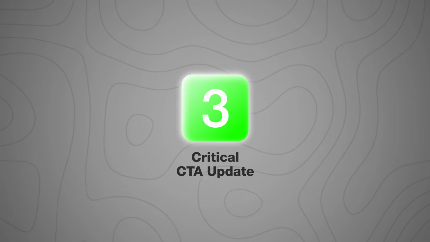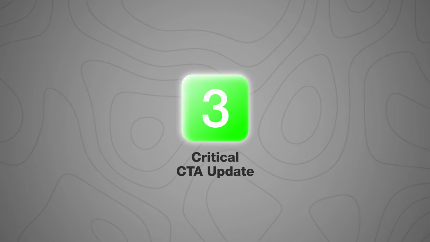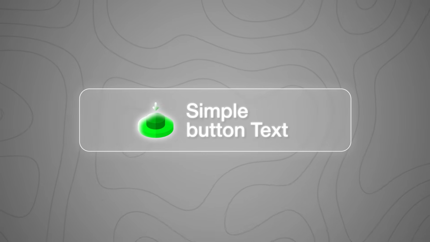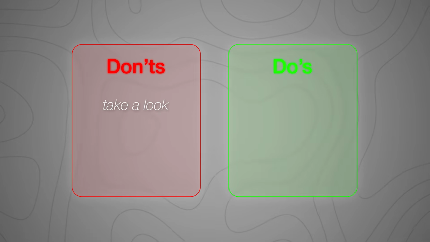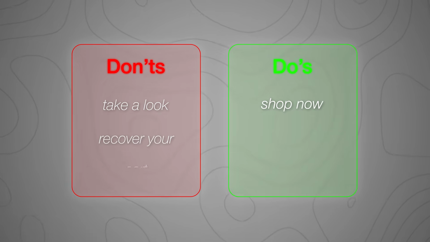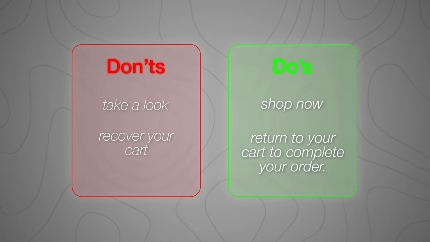All right, now, as I said just now, the main update is actually around CTAs. This is one of the most critical parts of the update. So here's what they expect from your CTAs from now on. Number one, your button text needs to be simple and describe the action that you want them to take very simply. Don't try to overcomplicate it. Instead of saying, take a look, you need to say, shop now. Instead of saying, recover your cart, you need to say, return to your cart, complete your order. All of those are going to make a huge difference to your CTA performance.